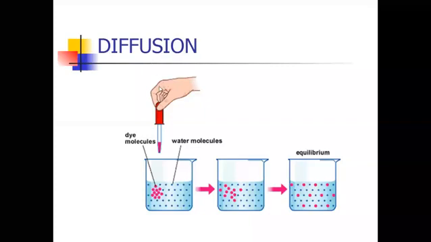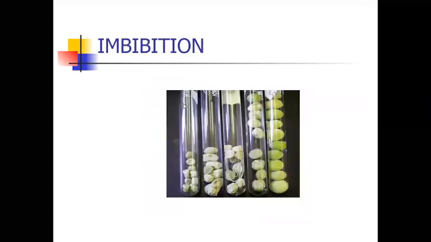Another experiment is also there, children. When we use a perfume bottle and open the perfume, the perfume gas is in high concentration in the bottle. When we open the perfume bottle cap, the high concentration of perfume gas easily spreads to the low concentration without using any energy. So it is also one experiment. And the next one is imbibition.